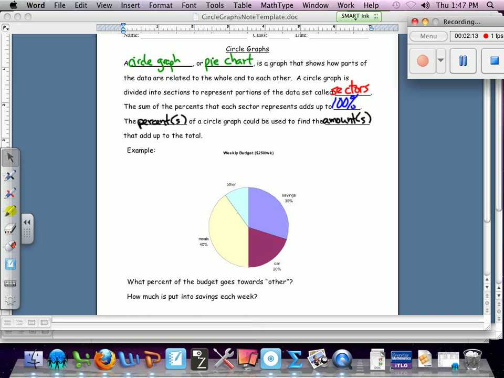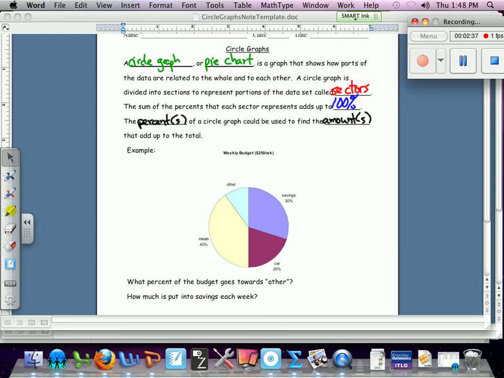So go ahead and try out the two problems following this circle graph on your notes. What percent of the budget goes towards other, and then how much is put into savings each week? So at the top in the title of the graph, it tells you how much they have per week, so that then you can break it up into the different categories.